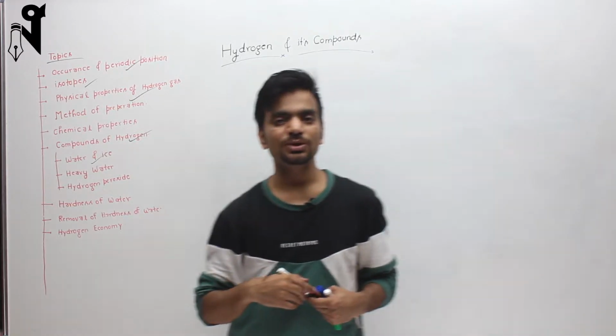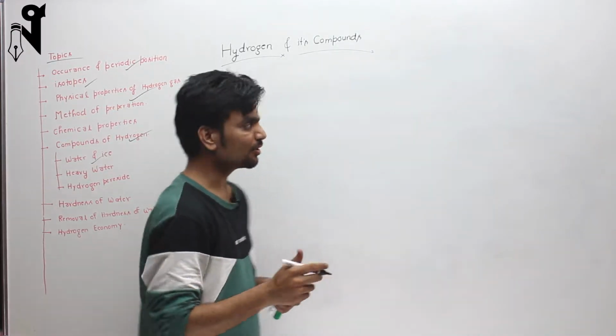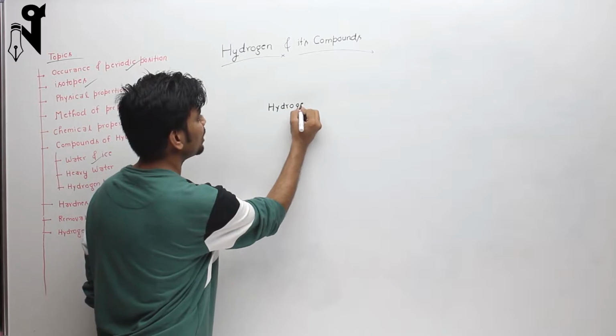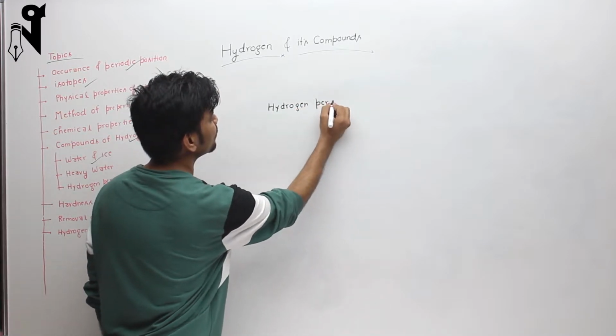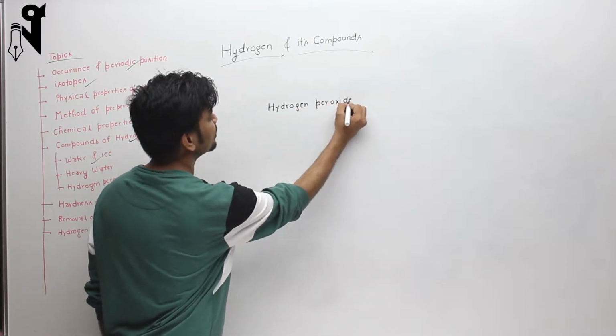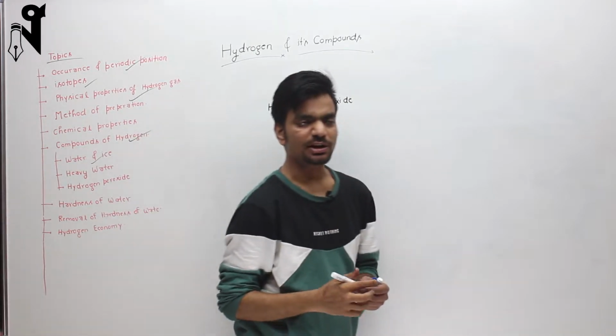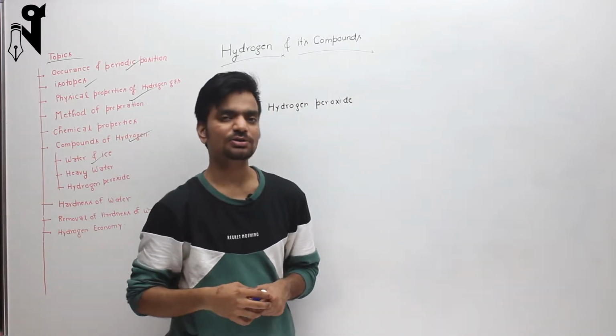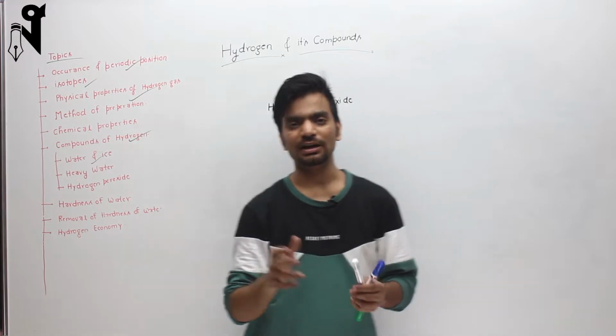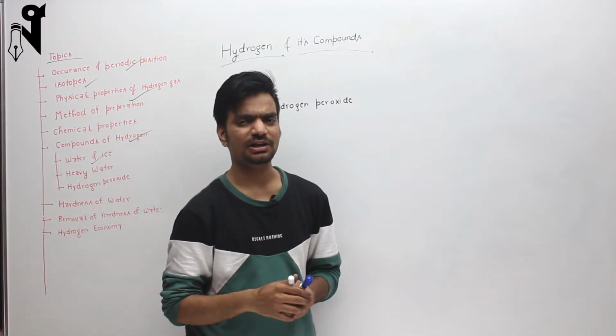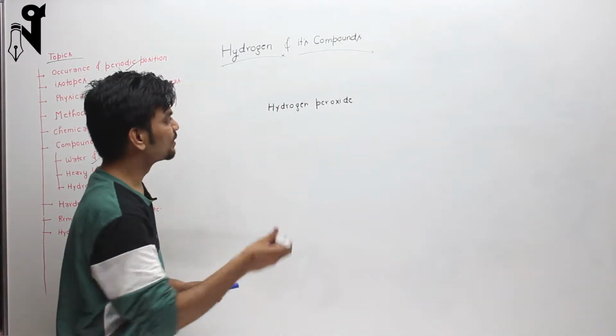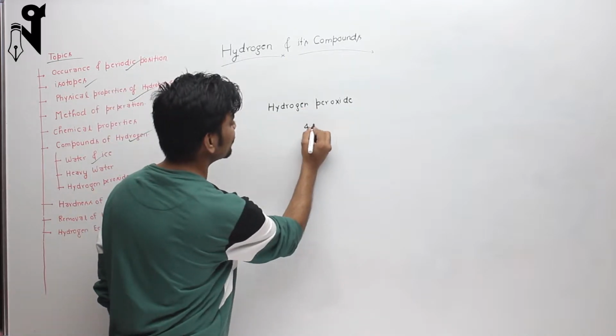Now we will discuss the most important topic of this chapter, that is hydrogen peroxide. The physical properties of hydrogen peroxide are very similar to water. This is also a liquid. Boiling point is comparable. It's 40 degrees Celsius, I think, difference, and it is 40% more dense.